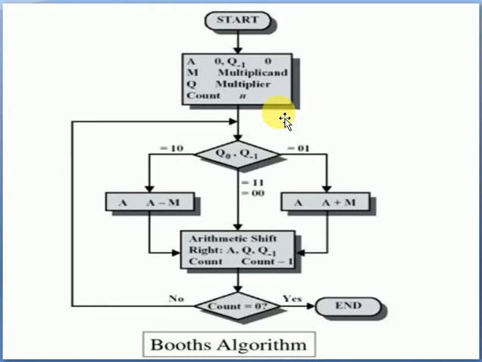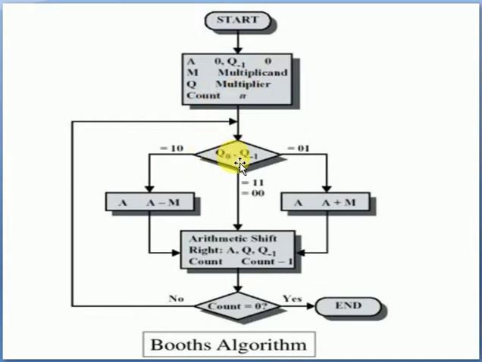this is the flowchart of the Booth algorithm. So first we have to start. These are the terms that we have considered. Suppose A is the accumulator register which is initialized with 0, and Q minus 1 is another 1 bit register also initialized with 0, and M is the multiplicand, suppose 6, and Q is the multiplier, suppose 2, and count is the number of steps, that is n.